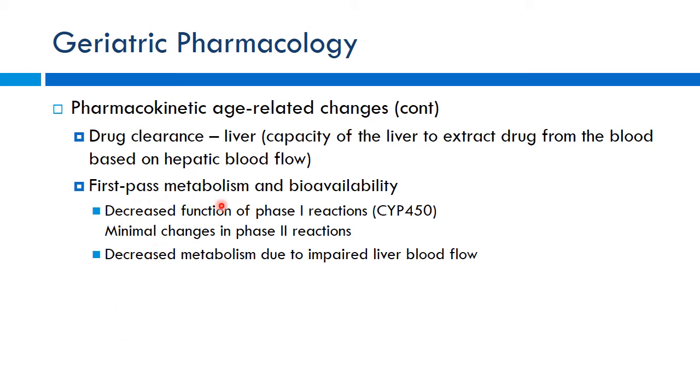From the standpoint of first pass metabolism and bioavailability, typically you see some diminishment of the phase 1 reactions. Remember, phase 1 reactions are going to be things that make the molecules more polar, or more water soluble, or get them ready for a phase 2 reaction. And CYP450 is the most important one out of that system, right? Really no changes to phase 2 reactions, but CYP can take a slight hit. But the biggest thing here is a decreased metabolism due to that impaired liver blood flow. It's much more clinically important than your CYP actual enzymes.